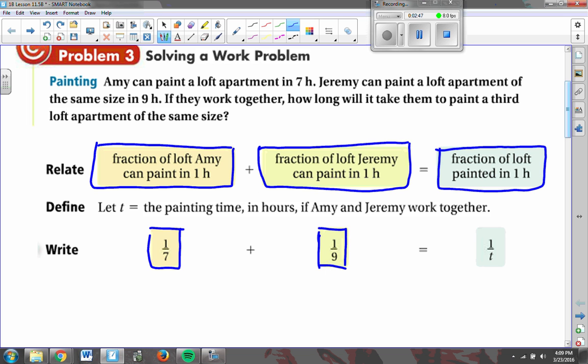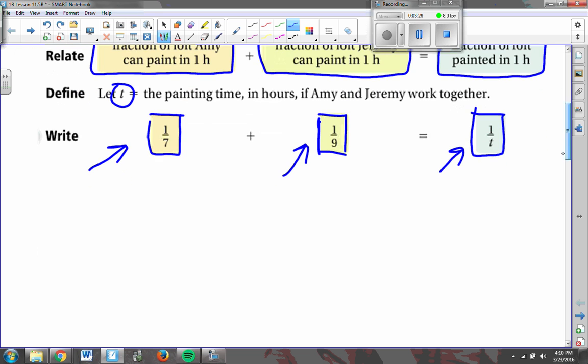Now, I don't exactly know what that is, but I do know that if it takes them T hours together to paint the entire apartment, then in 1 hour they must be able to get 1/T of the apartment completed, because if you do that T times, you'll have T/T, and then you will just have one whole apartment done. So we are always relating the hours, and we're just making fractions out of it. 1/7 of an apartment every hour, 1/9 of an apartment every hour, 1/T of an apartment every hour when they work together. Now that is a rational equation that we can solve.